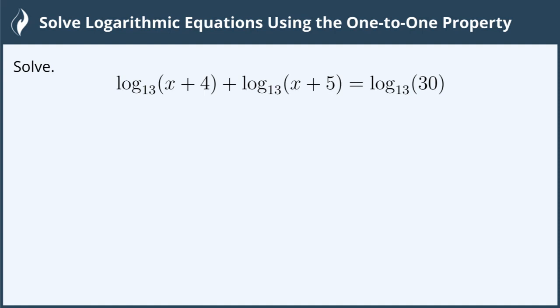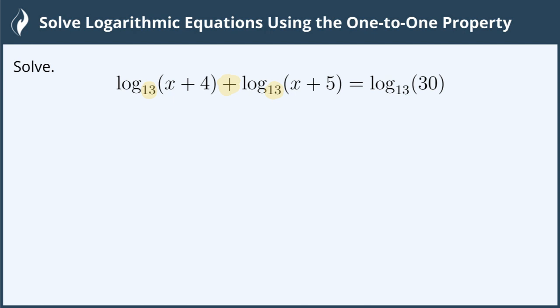In this video, we want to solve this logarithmic equation using the one-to-one property. In order to use the one-to-one property, we need one logarithm on one side and one logarithm on the other side. Here, since we have two logarithms on the left side, we're going to need to combine them as our first step. Notice that the two logarithms are being added together and they do have the same base. So we are able to combine them.